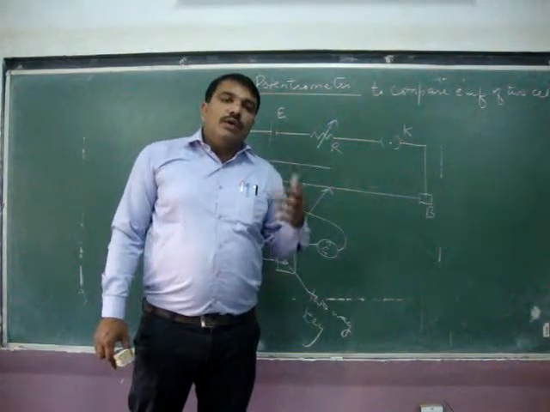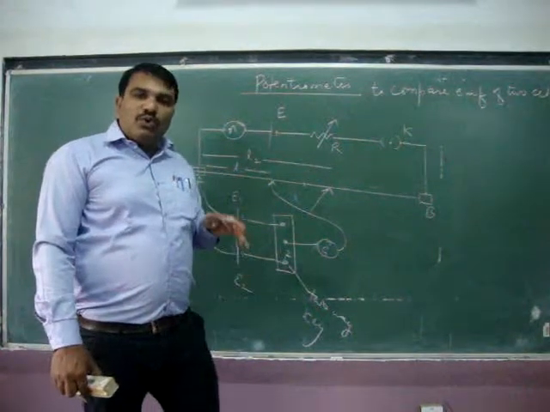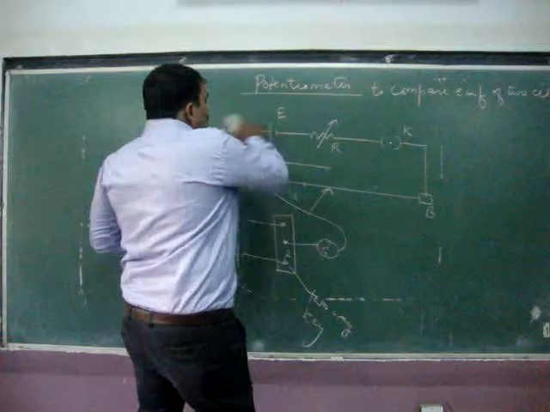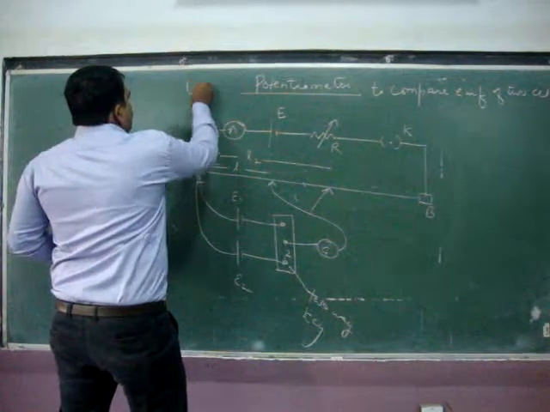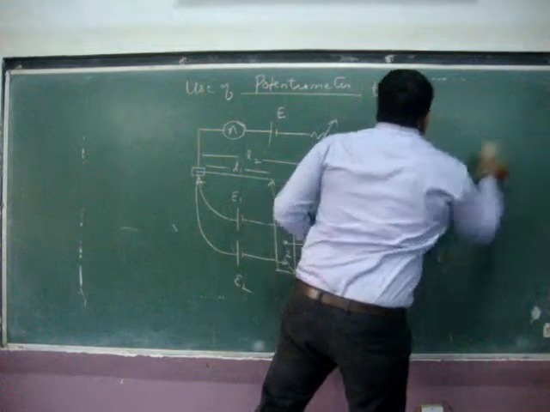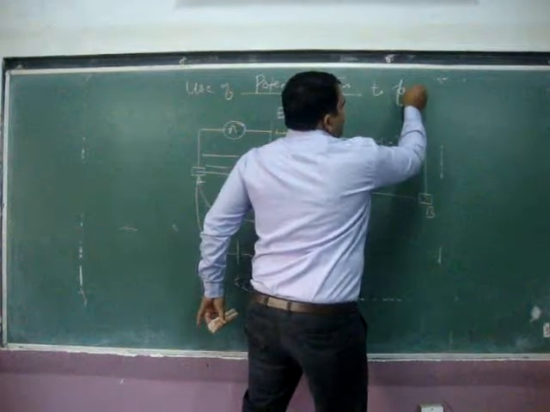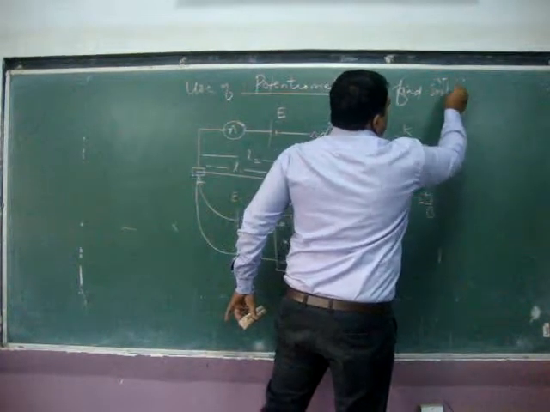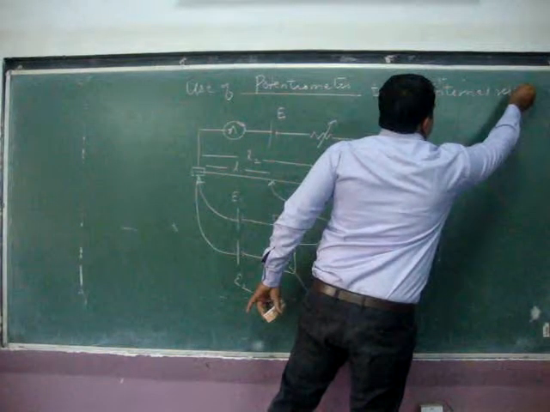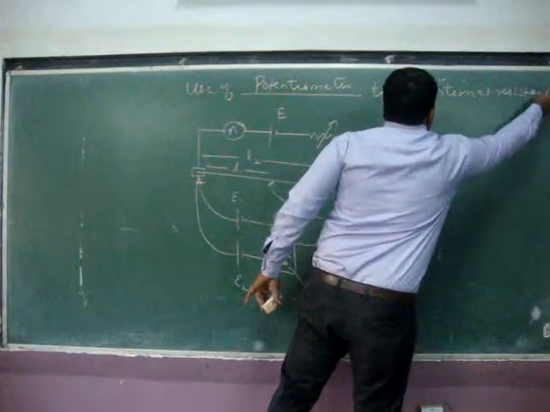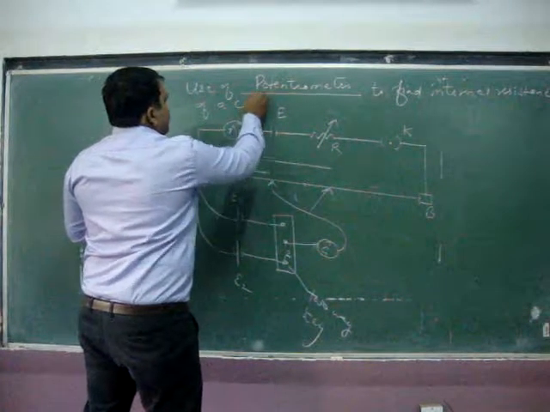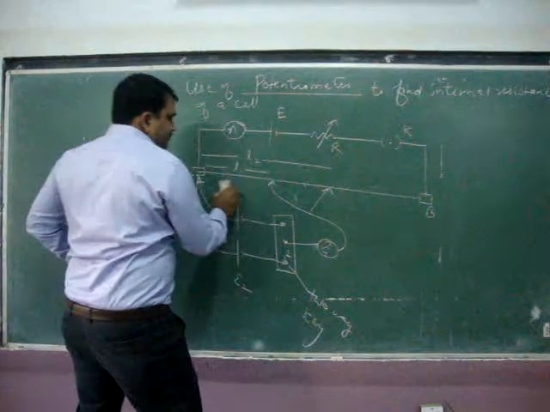Now I will let you know how to use a potentiometer to find the internal resistance of a cell. Use of potentiometer to find internal resistance of a cell.